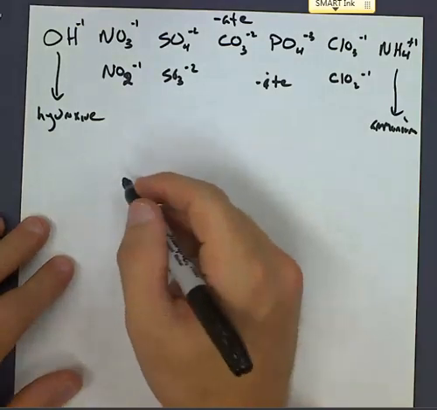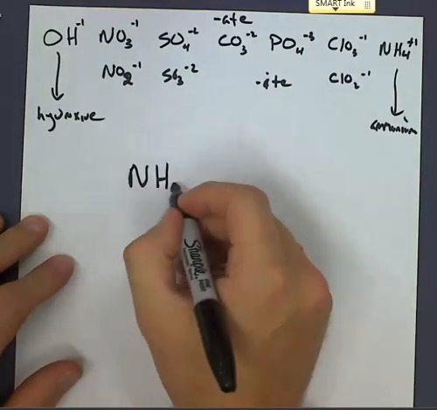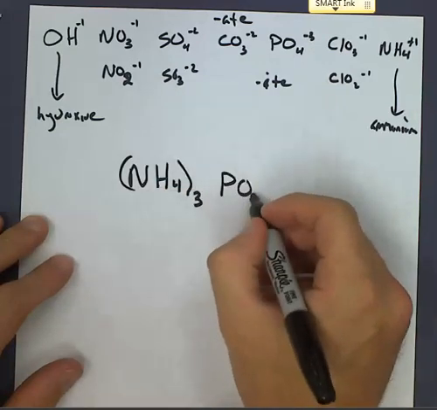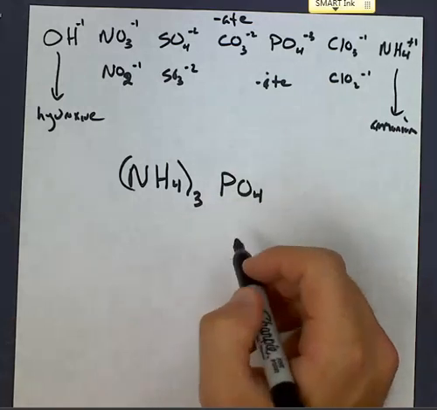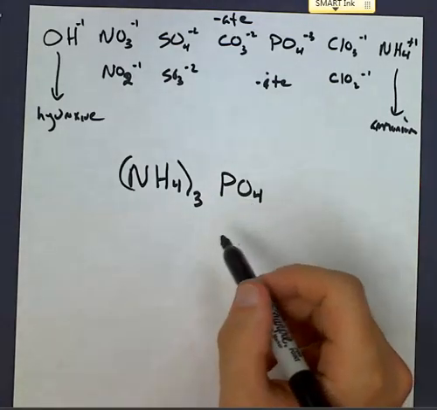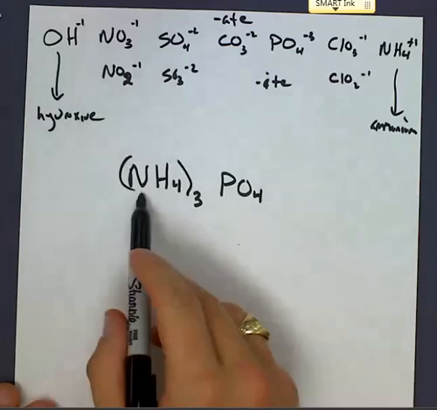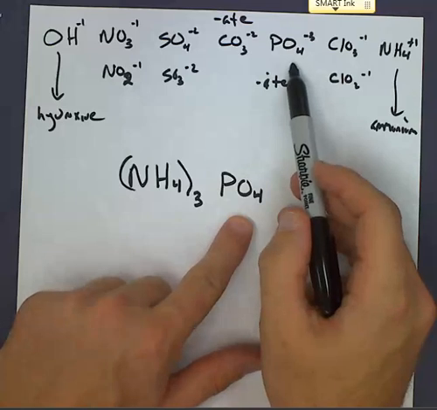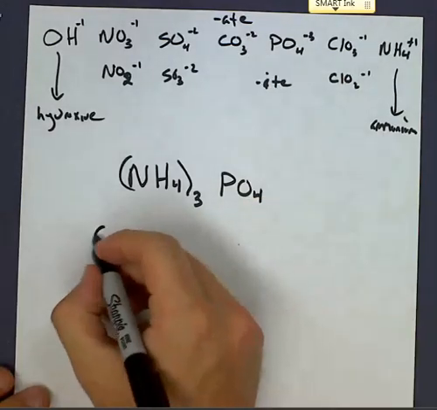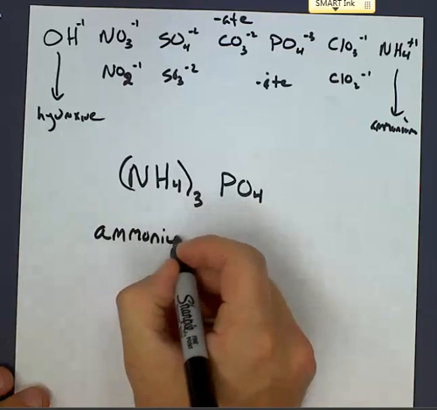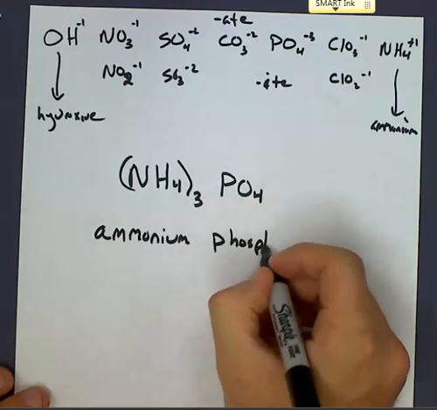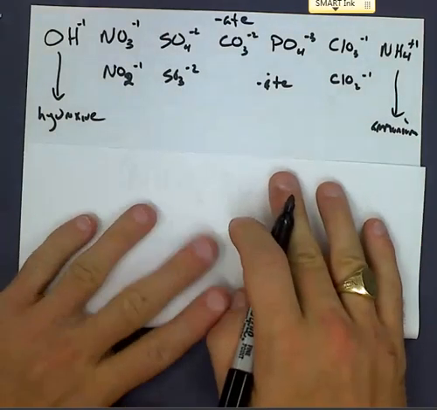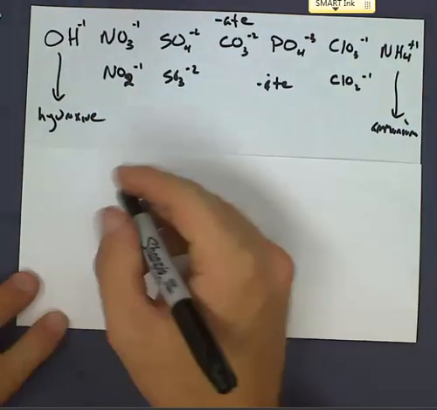2 more. First one, NH4 in parentheses with a 3 outside of it, followed by a PO4. Well, here we've got a whole bunch of elements, so none of the rules we've learned really matches up quite yet. What we have to do is recognize that this is our friend ammonium. And this is our friend phosphate. So all we've got to do in this case is just name it. Ammonium phosphate.